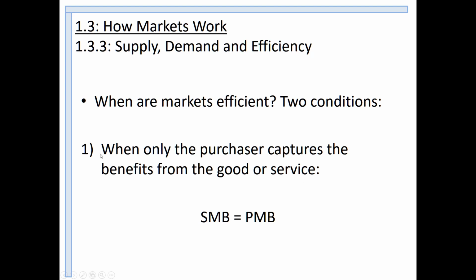So, if the first condition is satisfied, only the purchaser captures the benefits from the good or service, social marginal benefit equals private marginal benefit. You're going to see why next, but that's the condition here. Social marginal benefit has to be equal to private marginal benefit.